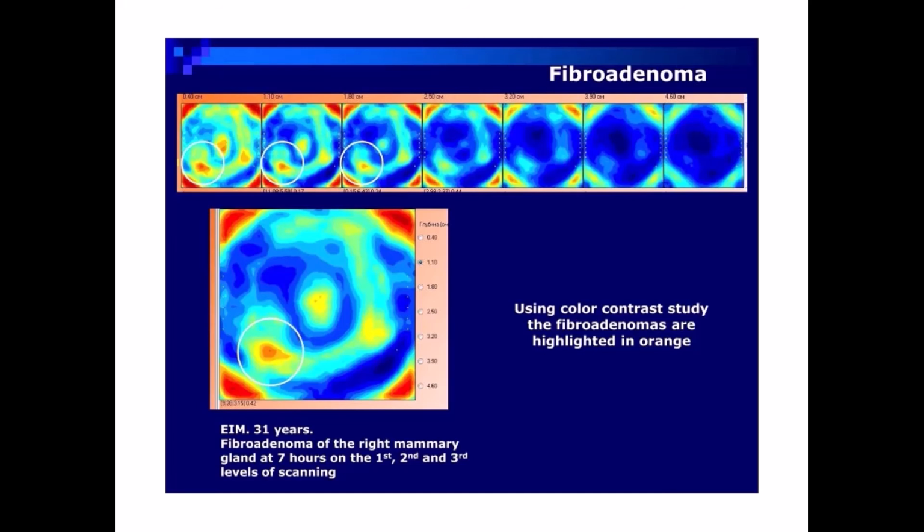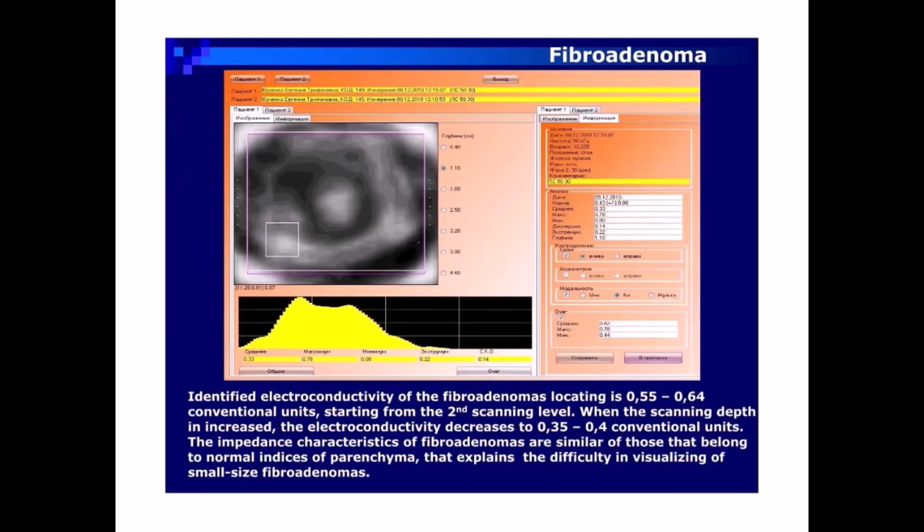Fibroadenoma of the right mammary gland at 7 hours on the first, second and third levels of scanning. Fibroadenoma. Identified electroconductivity of the fibroadenomas. Locating is 0.55–0.64 conventional units, starting from the second scanning level. When the scanning depth is increased, the electroconductivity decreases to 0.3504 conventional units. The impedance characteristics of fibroadenomas are similar to those that belong to normal indices of parenchyma.